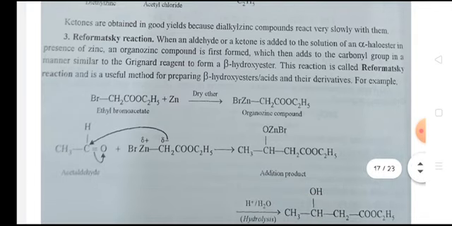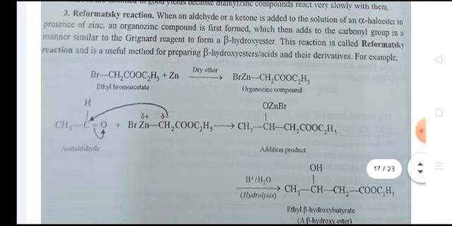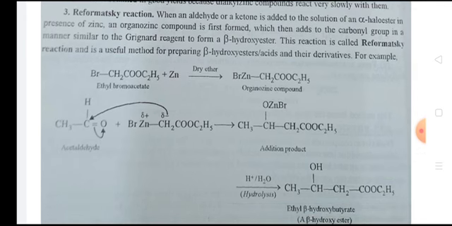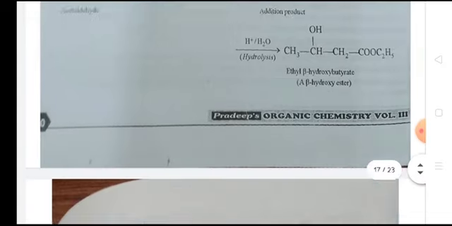Fourth, Reformatsky reaction. When an aldehyde or a ketone is added to the solution of an alpha halo ester in the presence of zinc, an organozinc compound is first formed, which then adds to the carbonyl in a manner similar to a Grignard reagent to form a beta hydroxy ester. This reaction is called the Reformatsky reaction and is useful as a method of preparing beta hydroxy esters or acids and their derivatives.